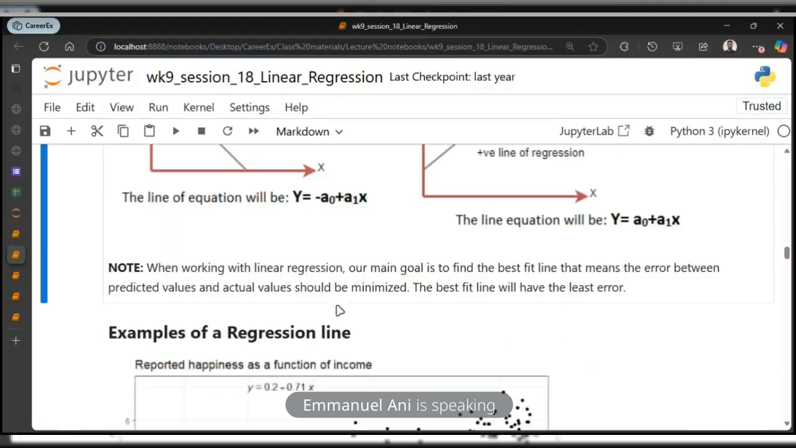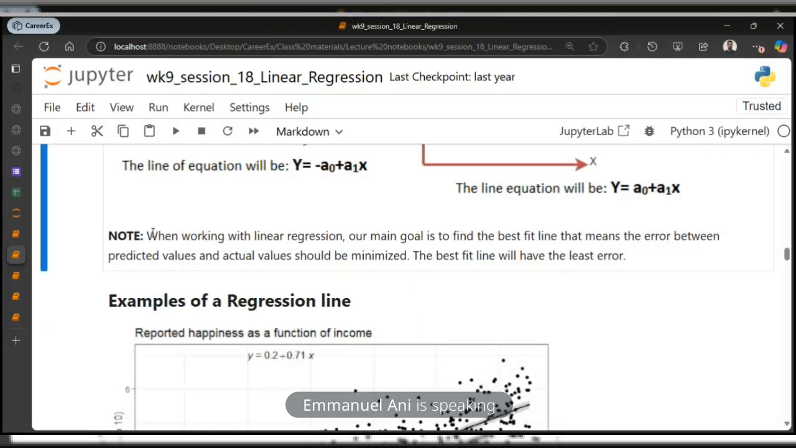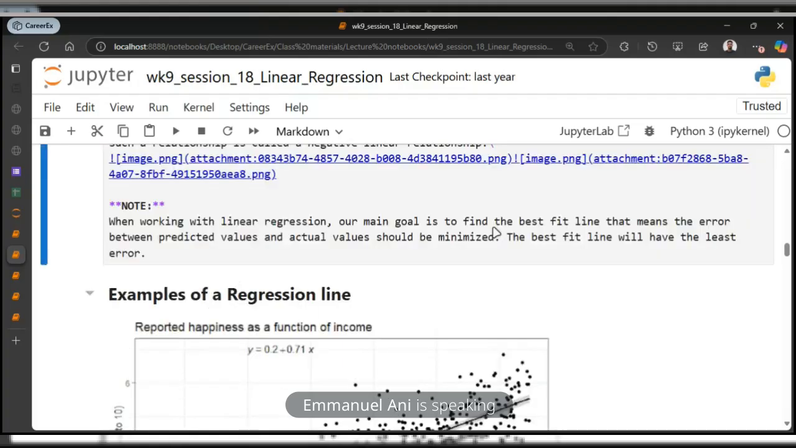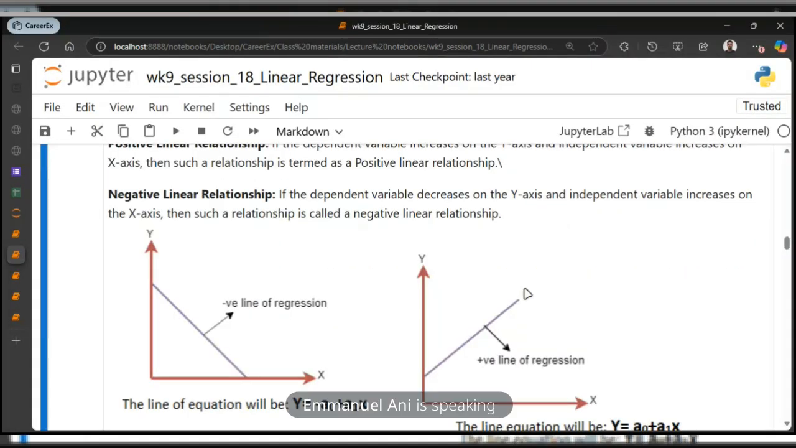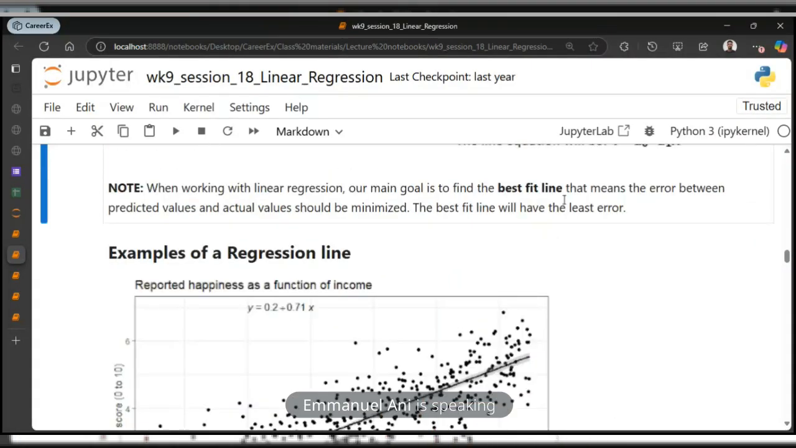All right. When working with linear regression, our main goal is to find the best line. Now I need you to pay attention to this. Whenever I tell you to pay attention, or I repeat something multiple times, just know that thing is very important to note. The goal of linear regression is to find the best fit line. The best fit line means the error between predicted values and actual values should be minimized.